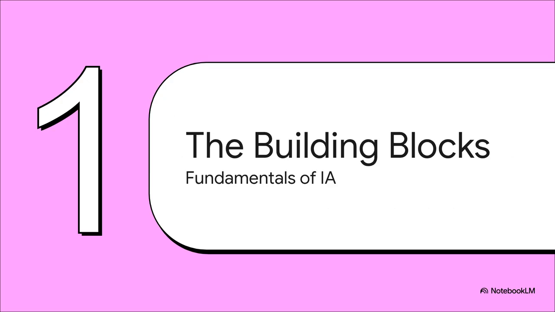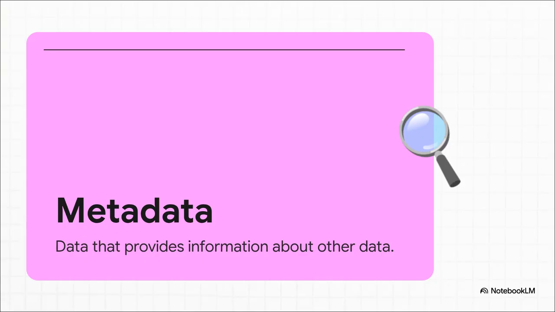Okay, so to really get this, we've got to start with the fundamentals. Let's talk about the absolute building blocks of IA. First up is metadata. Now, I know it sounds super technical, but I promise it's actually pretty simple. It is just data about other data. Seriously, think of it like a label on a file folder. It tells you exactly what's inside, so you don't have to waste your time opening up every single folder just to find what you need.